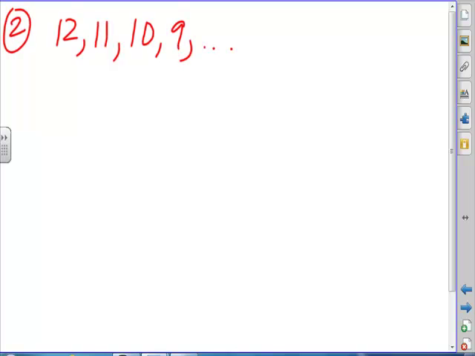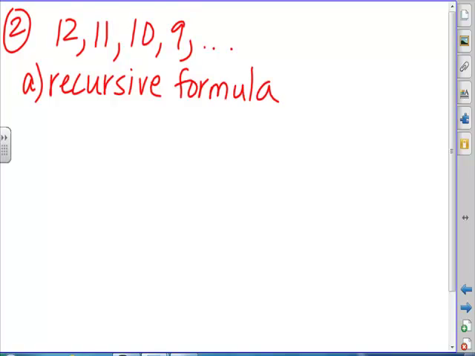Okay, another one. Say you are given something like this, 12, 11, 10, 9, dot, dot, dot. And you are asked to write a recursive formula for the sequence. You need to understand what a recursive formula is. So basically a recursive formula is a formula that describes the position, what is in a position, totally based on what came before it.